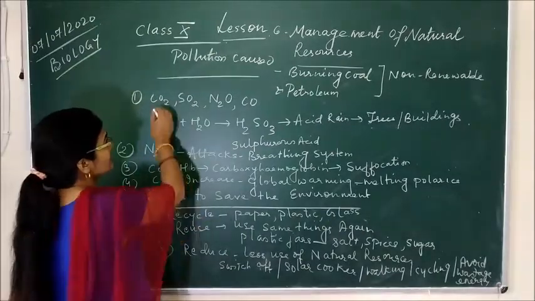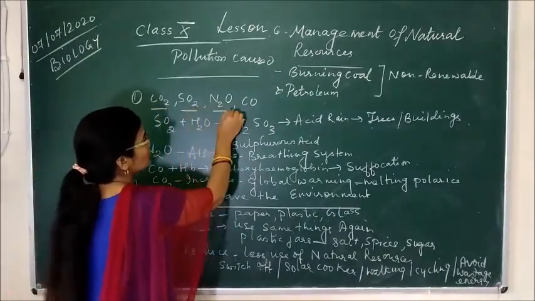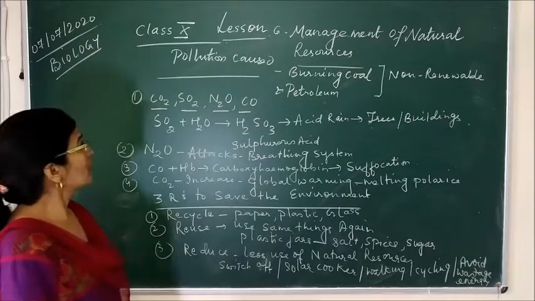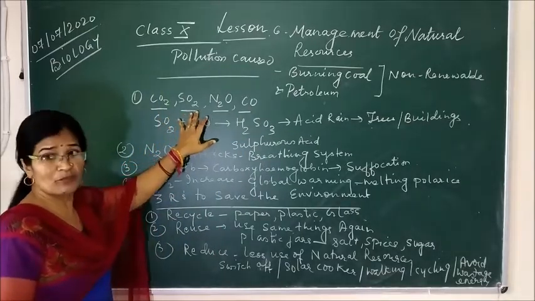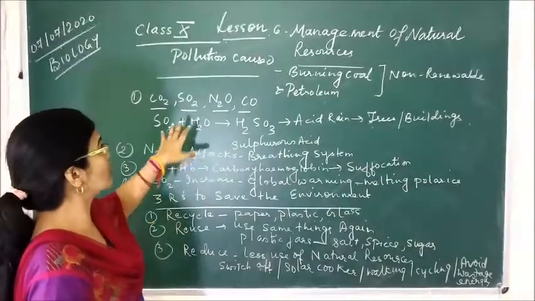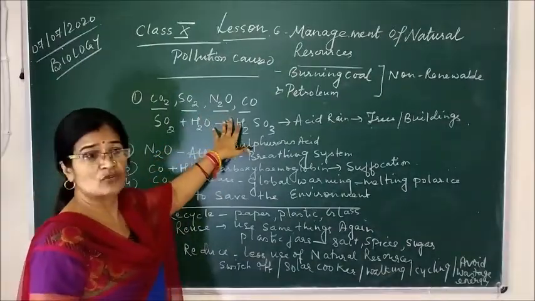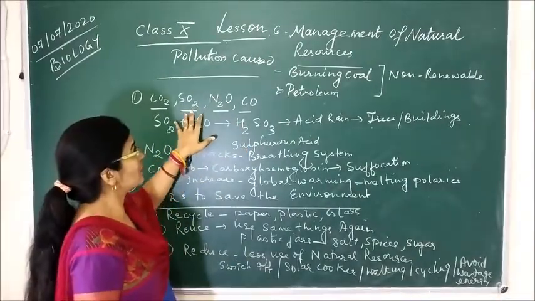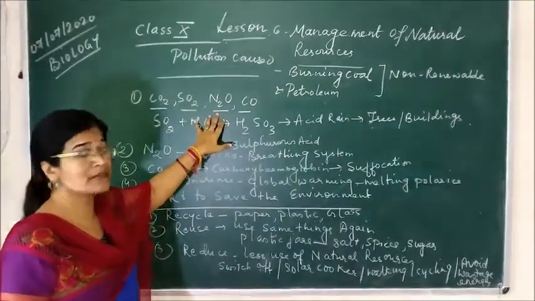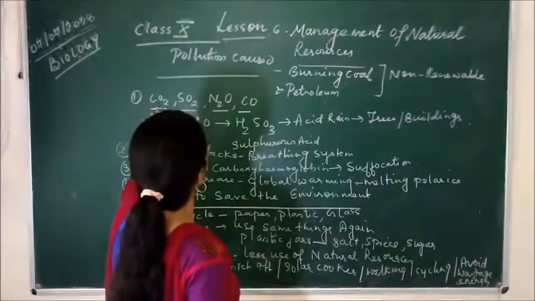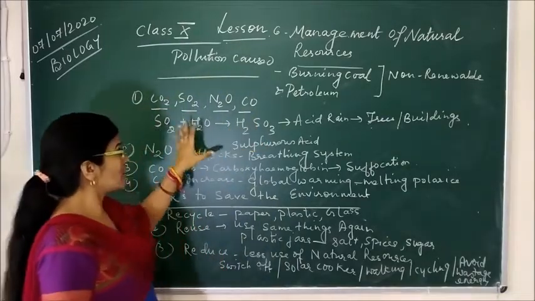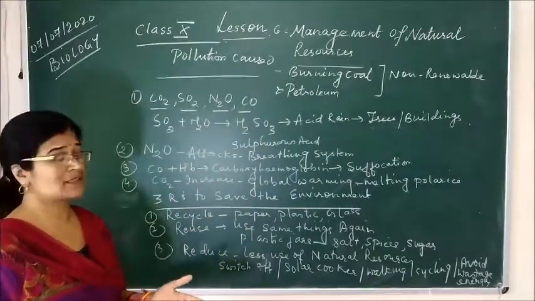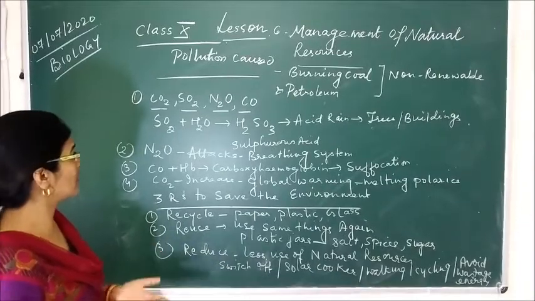Now, what are the gases released from the burning of coal and petroleum? You all know that it produces mostly very poisonous gases, that is sulfur dioxide and nitrogen oxide. Besides sulfur dioxide and nitrogen oxide, it also produces carbon dioxide and carbon monoxide gas. Now, one by one, I will tell you how these gases affect our health as well as the environment.